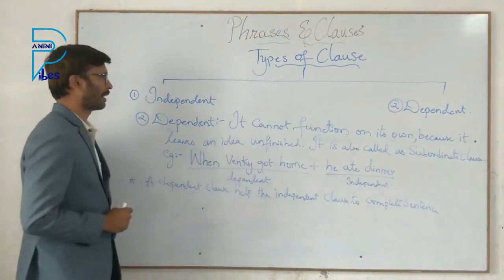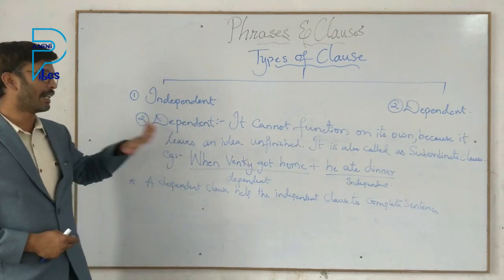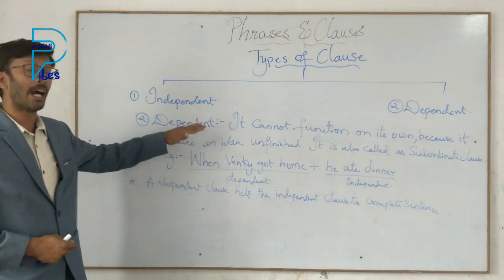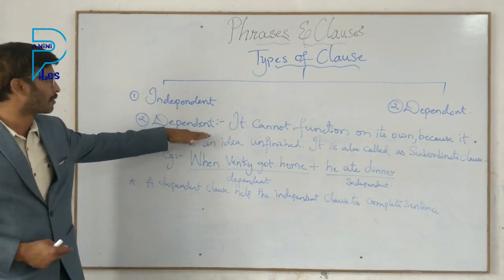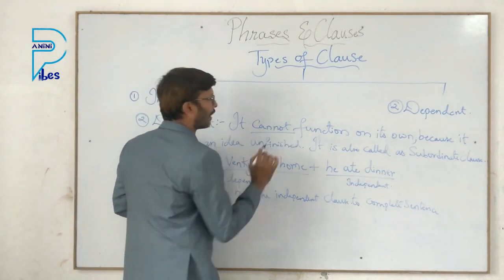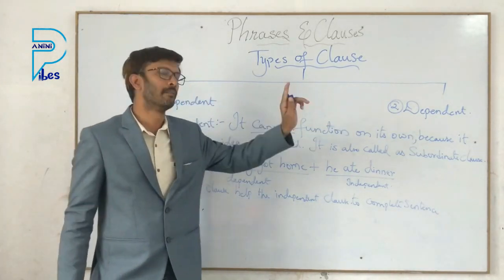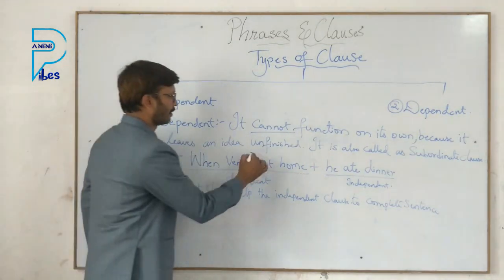Now the dependent clause, as the name suggests, is dependent on something. So let us see what it is dependent on and how it is dependent. First, let us learn the definition of a dependent clause. It cannot function, remember, it cannot function on its own because it leaves an idea unfinished.